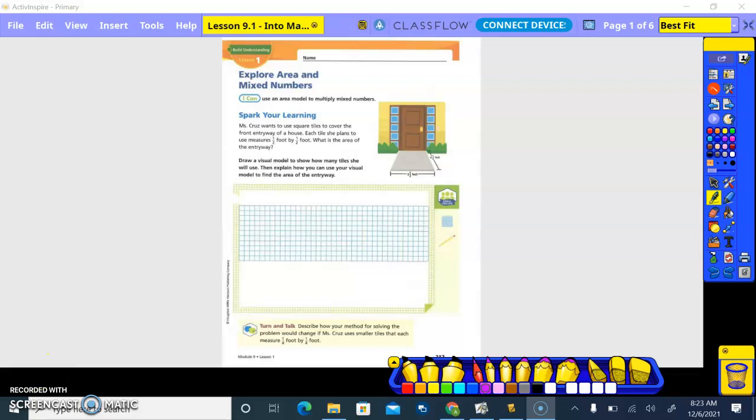Eighth grade math lesson 9.1. Explore area in mixed numbers. I can use an area model to multiply mixed numbers.